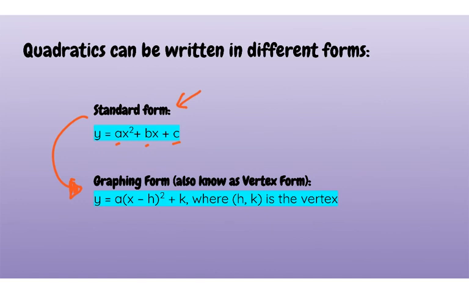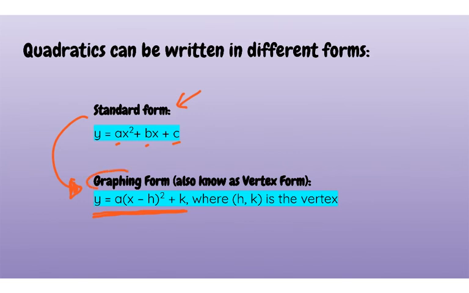But what we are going to be doing today is we are going to be looking at this graphing form, and we are going to be figuring out how we can use it in order to graph points of a quadratic on a graph without having to search for the vertex and all of that good stuff.